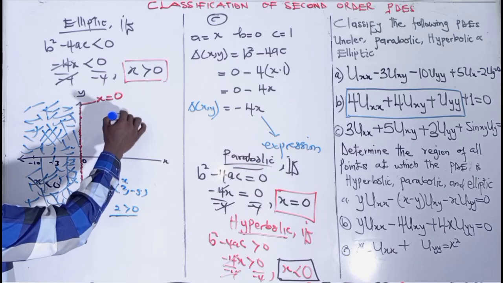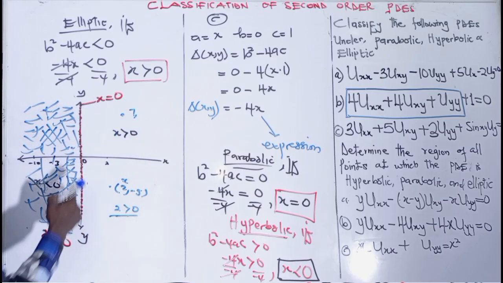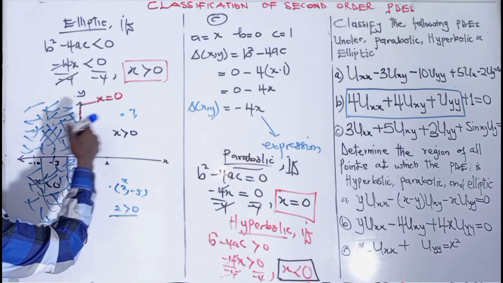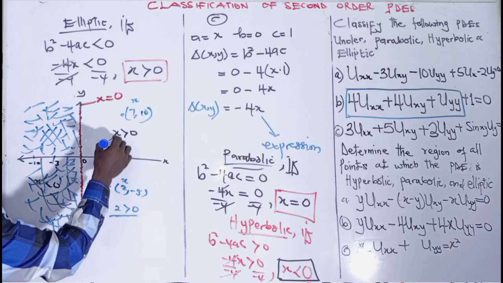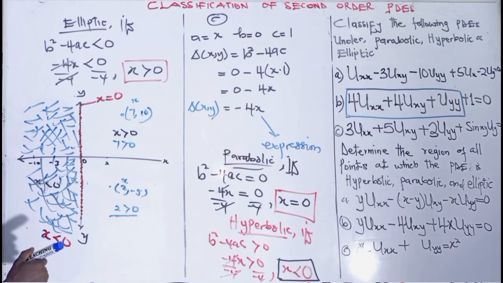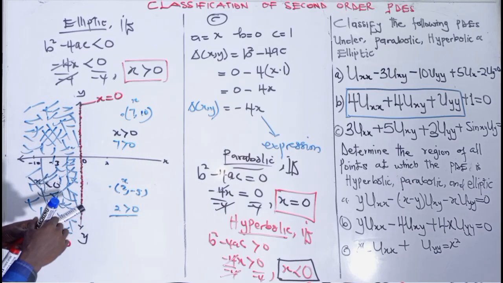Now let's pick a point here. Let's say 7 and 10. Our x coordinate is what? 7. Let's plug in. 7 is greater than 0. Is it true? So it is true that 7 is greater than 0.